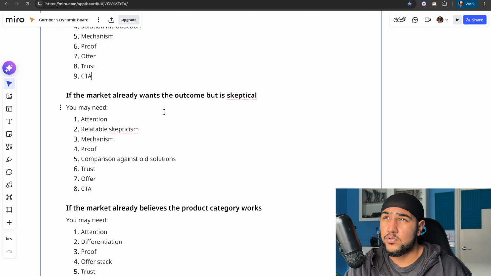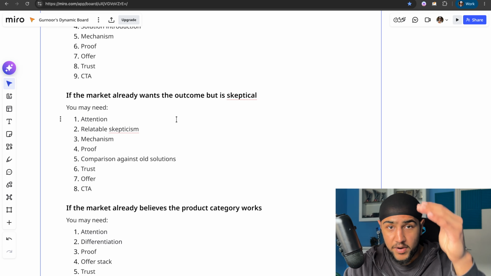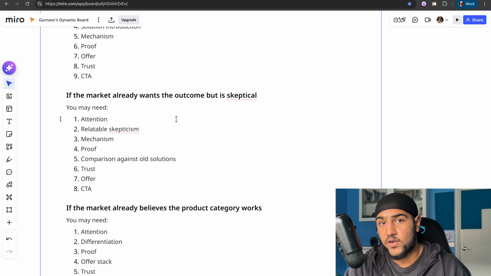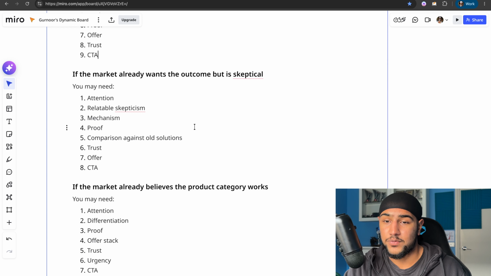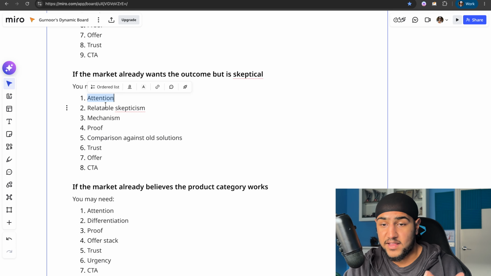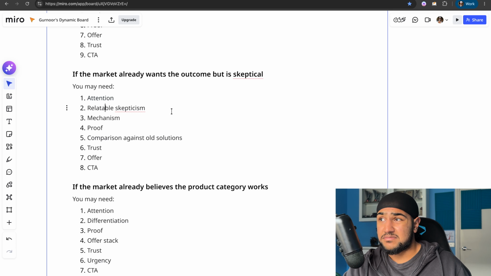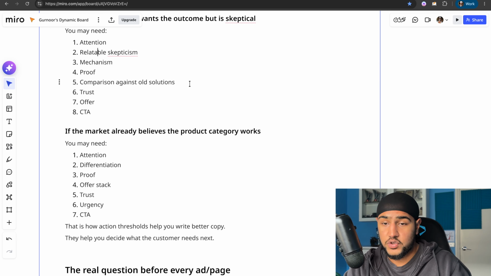A good example of this could be just looking at unaware ads that work really, really well, and then you can go ahead and start to break down their framework and then use the framework. That's, by the way, how you take a winning ad from another brand and make it a winning ad for you, when you understand why it worked and you don't rip them. Ripping them is bullshit. Don't do that. If the market already wants the outcome, but they're skeptical, you might need to get their attention and just relatably tell them like, yeah, I was skeptical about this too. And then the mechanism, proof, comparison, you get the point, okay?